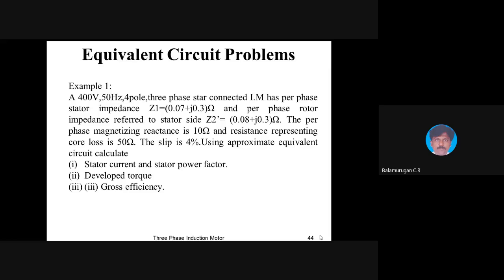Use this formula. NS will be 1500 into 1 minus 0.04. Check, are you getting 1440 RPM? Then you find the PM value. 1440, okay, correct. So for PM, you already calculated I2 double dash, and you also calculated RL dash. So what is the value for RL dash? It is 1.92. You tell the value for PM.